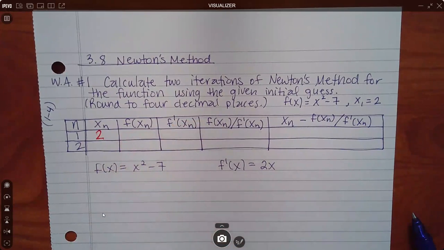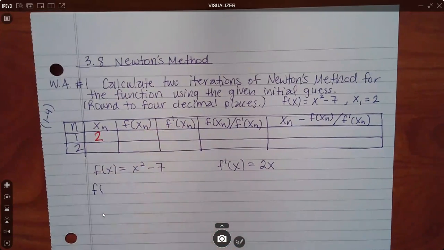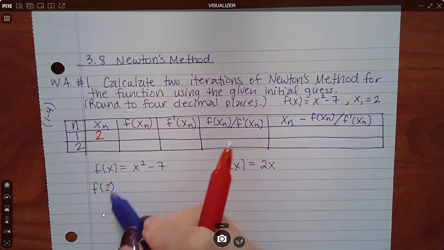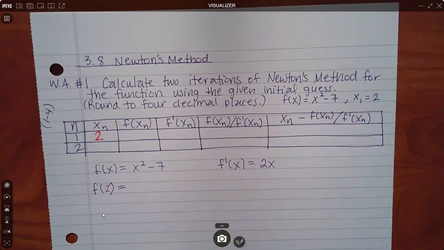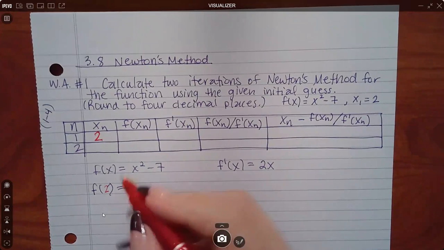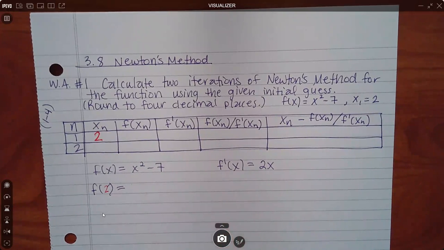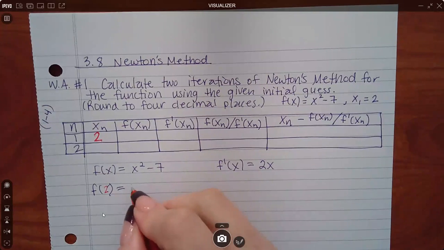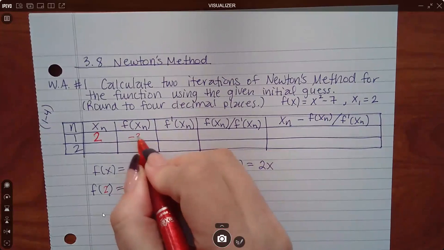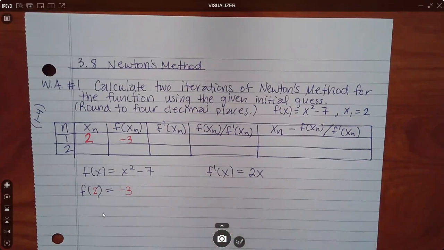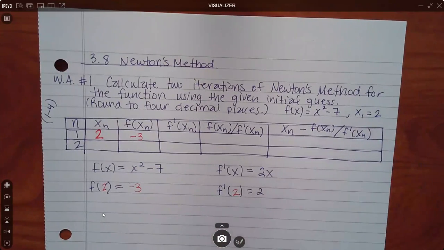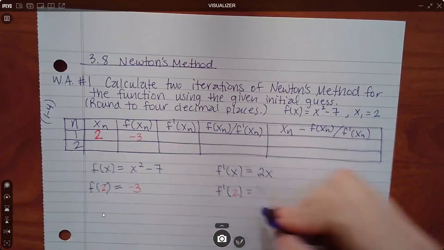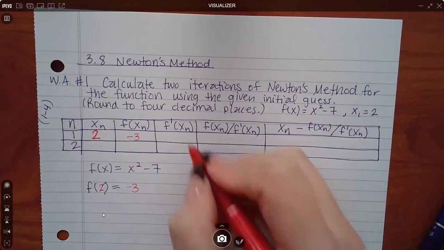Then what they're asking for here is essentially just f of 2. Well, what do you get when you plug in 2 in here? Would you say negative what? Negative 3. Mm-hmm. And so that's what they're wanting in this box. Now, what happens if you plug in 2 into the derivative? I'm not going to write that. What do you get? You get 4. And so then that's what they're wanting here.